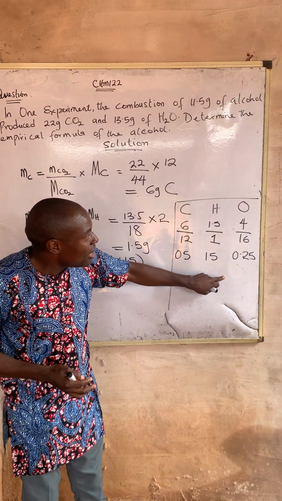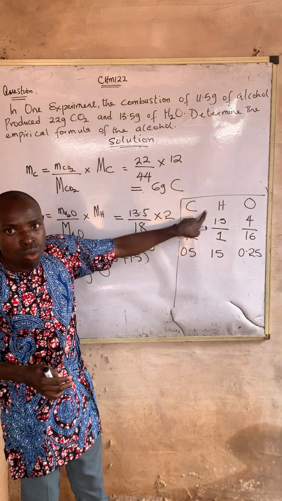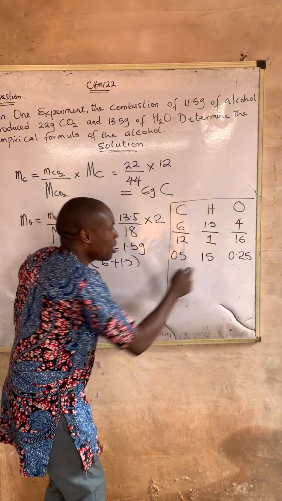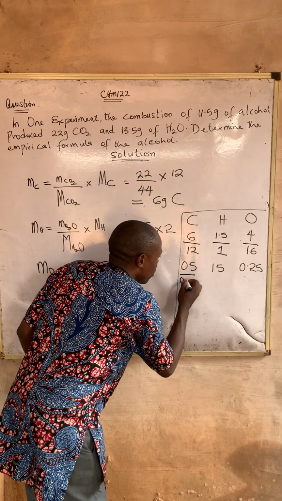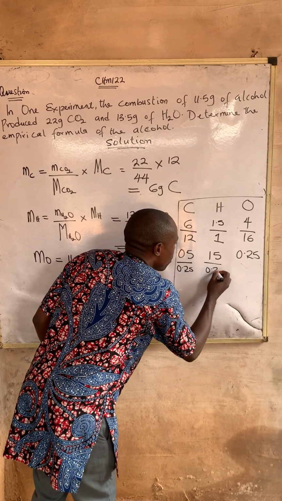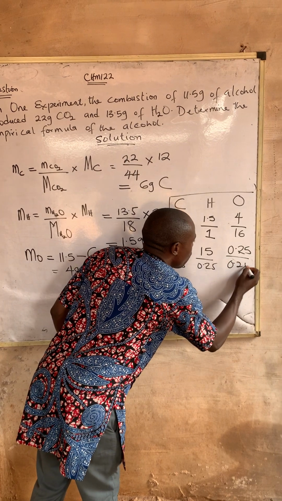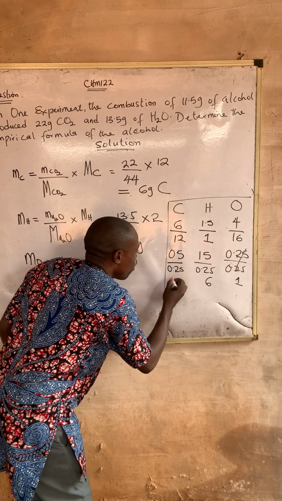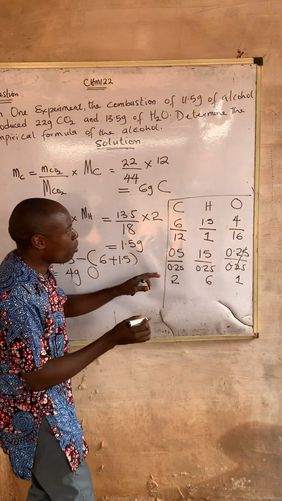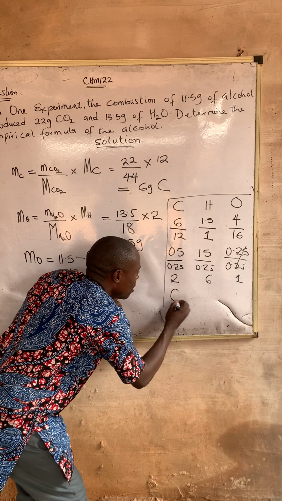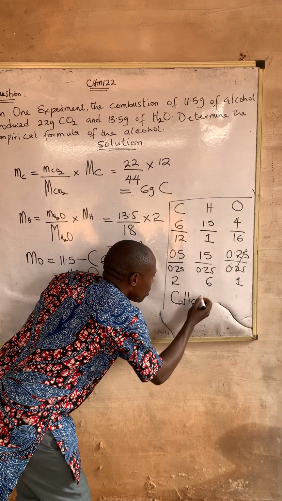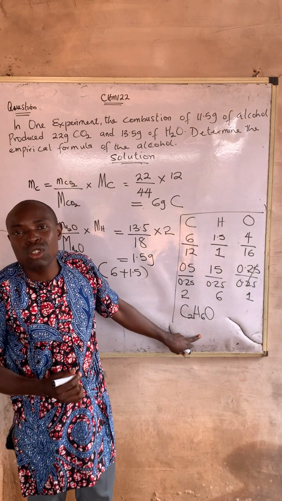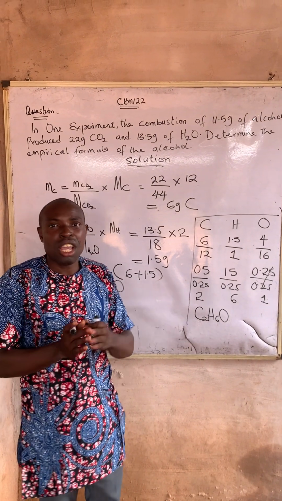Now, in the last part of this empirical formula, what do we do? We divide all through by the smallest mole ratio, and that is 0.25. Dividing by 0.25, here will give me 1, here will give me 6, here will give me 2. So the empirical formula here is C2H6O. This is simply an ethyl alcohol, also called ethanol. Thank you and God bless you.